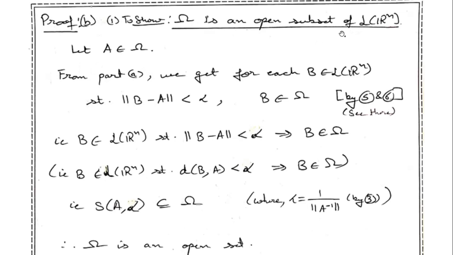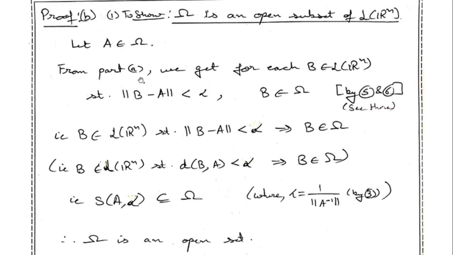Omega is an open subset of the normed linear space L(R^n). So exactly from part A, because we have considered a belonging to omega, a inverse already exists, because omega is the set of all invertible linear transformations, and therefore a inverse exists and belongs to omega again. Therefore the norm of a inverse is a finite real number and non-zero, because a and a inverse are invertible and hence cannot be the zero linear transformation. So this is a non-zero number, and 1 upon the norm of a inverse is alpha.